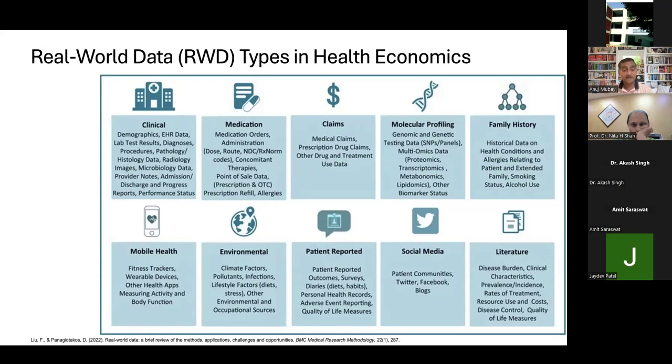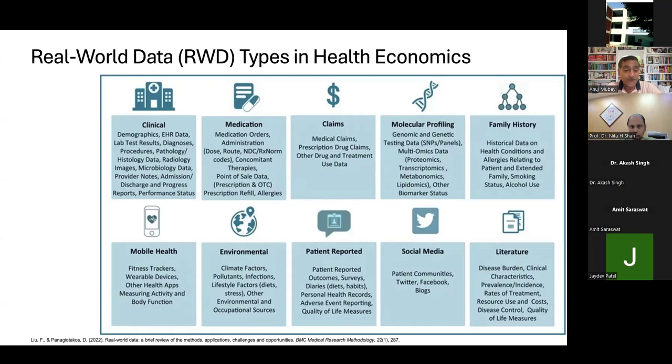Health insurance data. Some people have health insurance. Maybe in India, fewer people, but they do have that health insurance data. That is called claims data. That's the third data. Molecular profiling. Sometimes we do genetic testing. For cancer, there is a lot of testing that happens. For other diseases also. That is a molecular profile. Family history data we are now using. Mobile health. For example, we are using a wristwatch to keep track of our sleep cycle and heart beats. Those are mobile health.